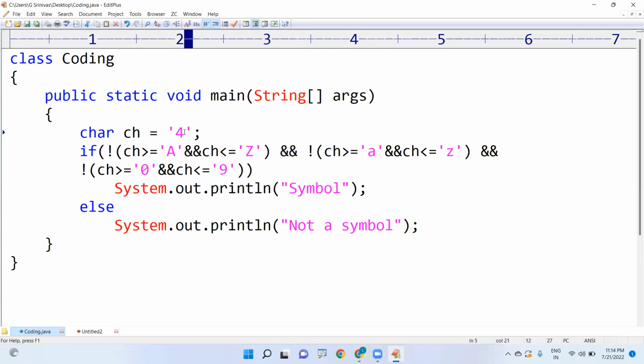This is the way we are checking whether the given character is a symbol or not. Hope you understood. Please practice and check the output.